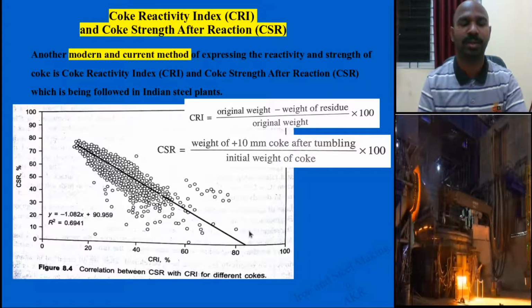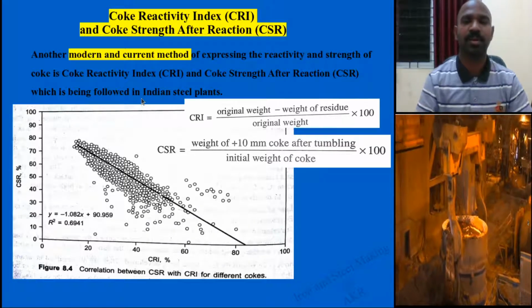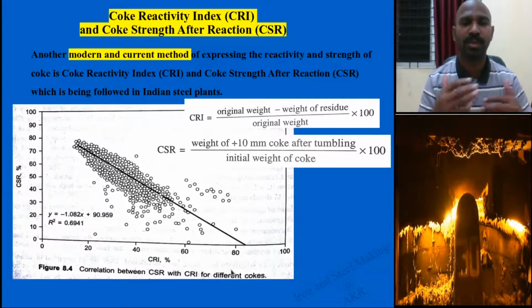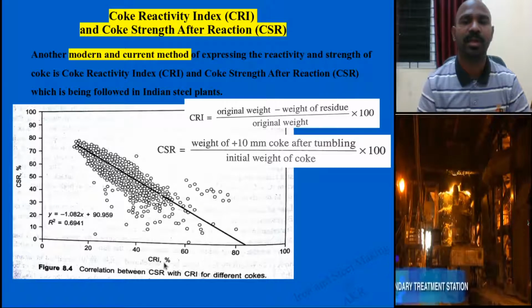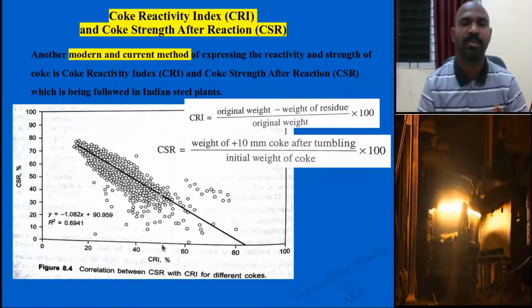This graph gives an idea, taken from various steel plants. The coke is taken and assessed. It is observed that the coke reactivity index varies from 10 to 50.